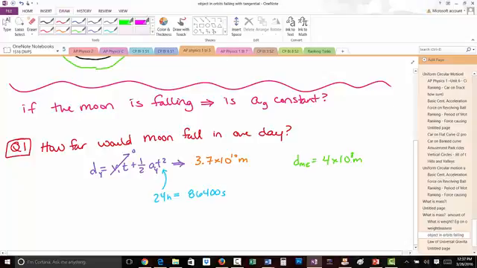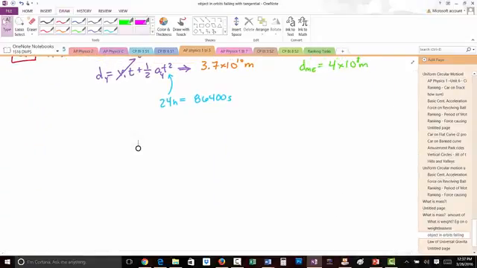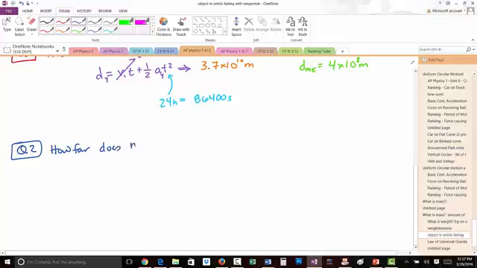Okay. So now we know how far it is going to fall. So that's the next question. Question number 2 is, how far does the moon fall? And the nice part about this is that if we can figure out how far the moon does fall, geometrically, then we can figure out what the acceleration is. You with me there? If we know D and we know T, we can find A. So let's figure out, in 24 hours.